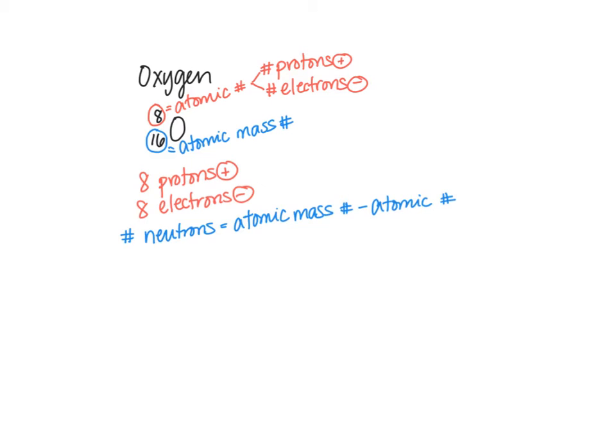All right, so to get the number of neutrons for oxygen, we can take the atomic mass number of 16 and subtract the atomic number of 8 in order to get an answer of 8 neutrons. So an atom of oxygen has 8 protons, 8 electrons, and 8 neutrons.